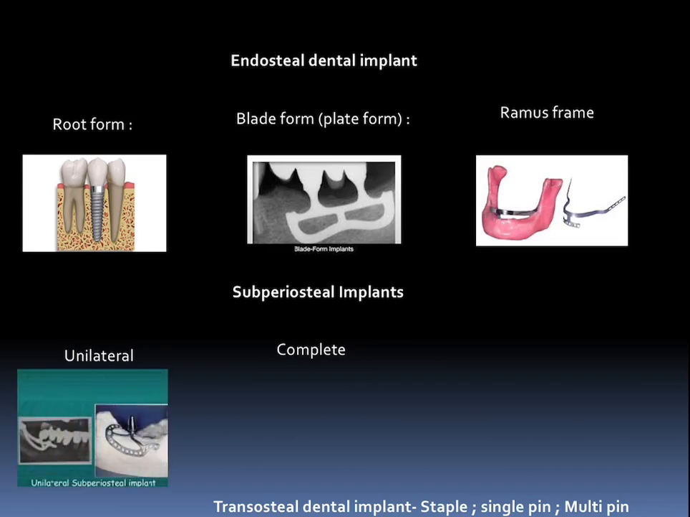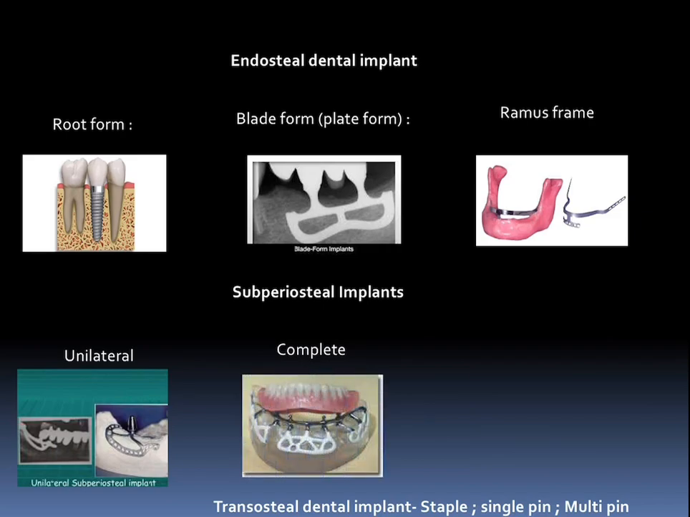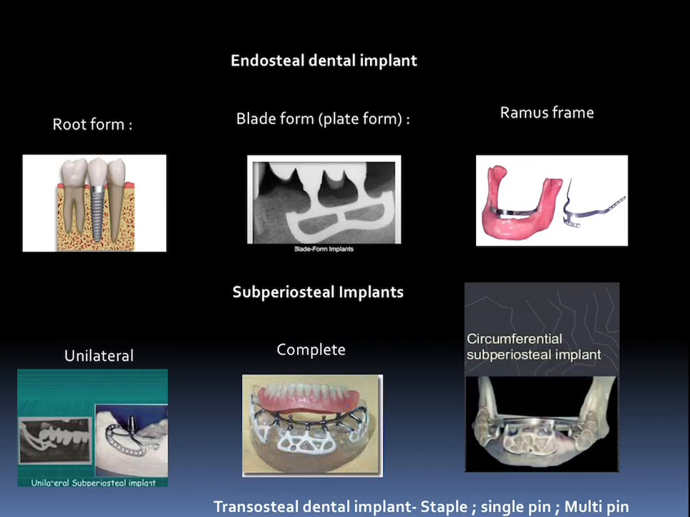Then subperiosteal implants can be classified as unilateral. It can be a complete denture which has a ball and socket joint, just as we use in the overdenture, and it can also be a circumferential subperiosteal implant. So these are the types of endosteal and subperiosteal implants. Whereas the transosseous dental implants are available in a staple form, single pin form, or a multi-pin form.